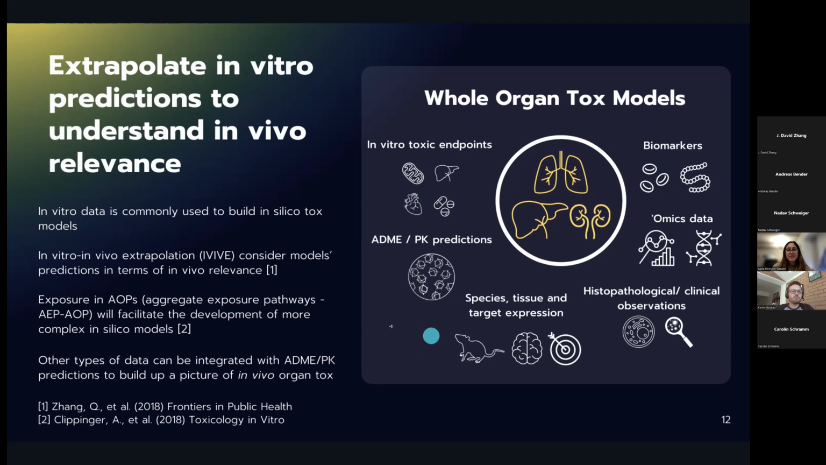So for example, species, tissue, and target expression: is the off-target of interest expressed in the tissue or the organ, and is this expressed in different species, for example human, rat, dog, or whatever the animal model may be. Using histopathological and clinical observations to relate these in vitro findings to in vivo clinical findings, and also omics data and biomarkers, especially now as we're moving towards the era of personalized medicine, using genomics data to identify SNPs which might make a patient more or less susceptible to compound toxicity, and again, having this information about whether a compound will be toxic in certain patient populations.